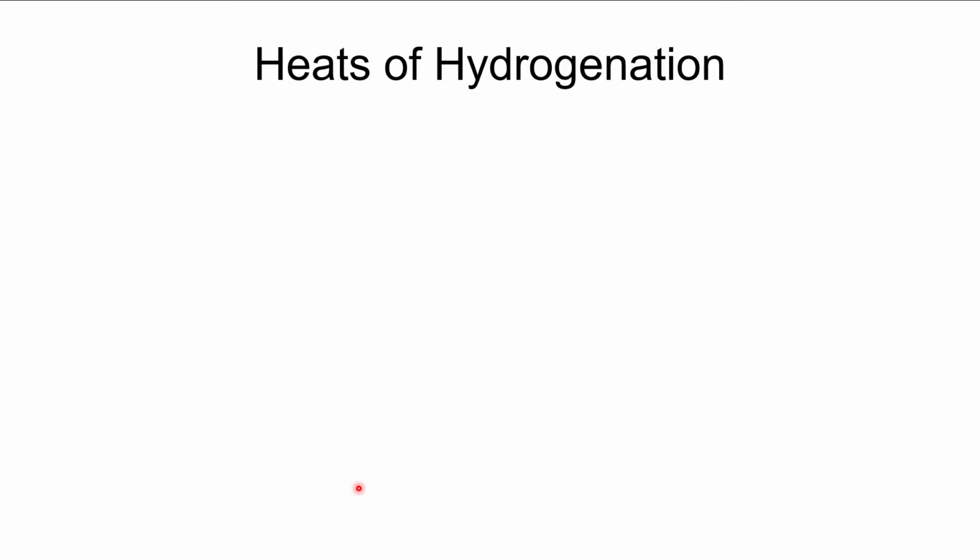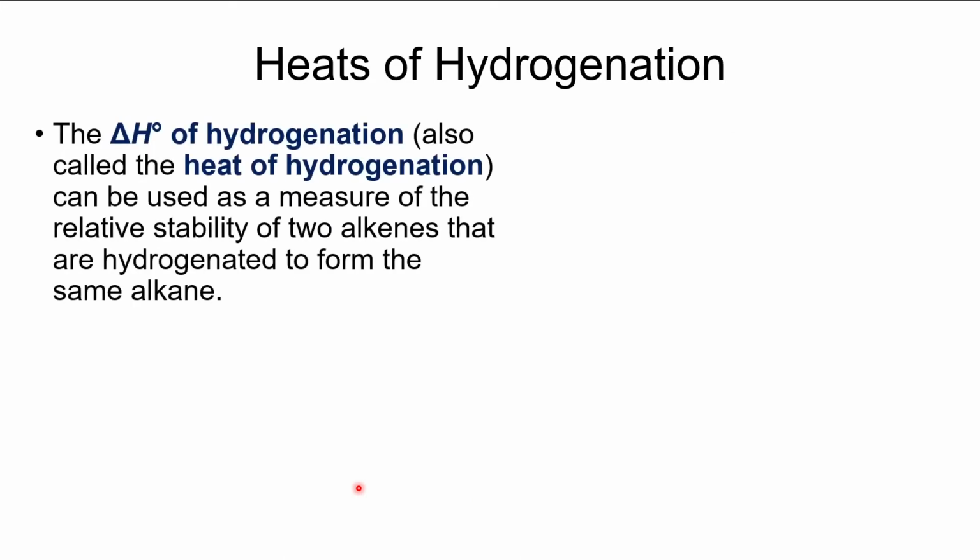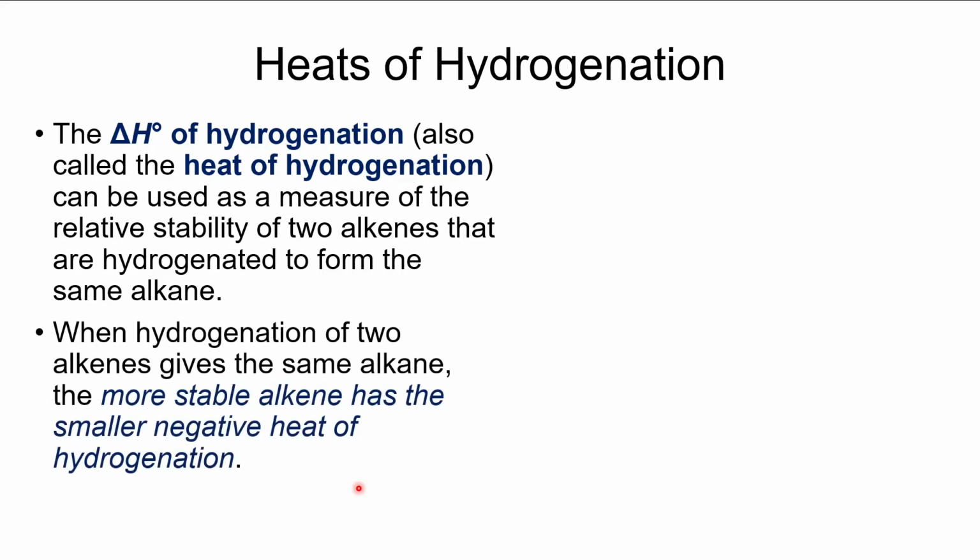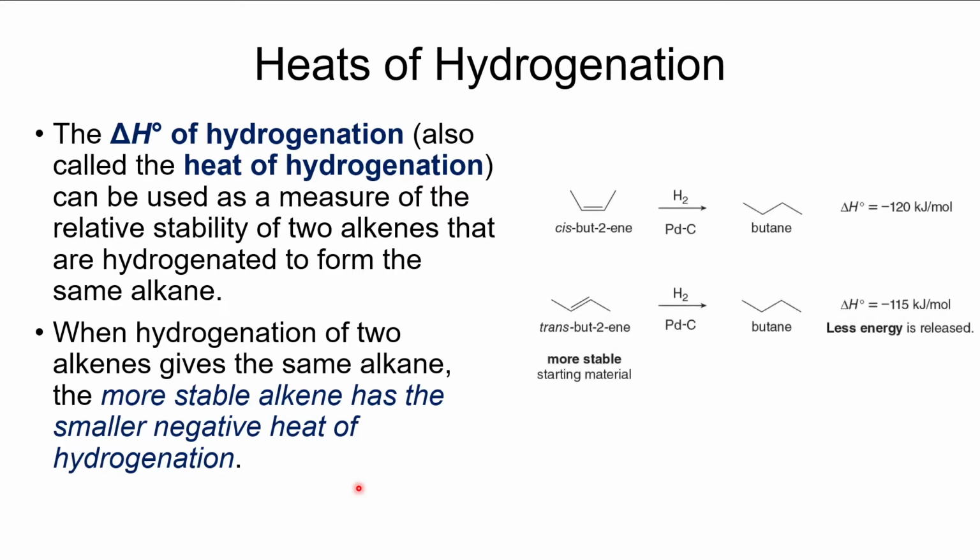We can look at the heats of hydrogenation, or the delta H of hydrogenation, as a way of determining how stable a particular alkene is. The way that you can do that is if you have two alkenes that, when you hydrogenate them, give the same product, then the heat of hydrogenation will tell you which one is more stable. The more stable alkene has a smaller negative heat of hydrogenation. Let me explain by showing you an example.